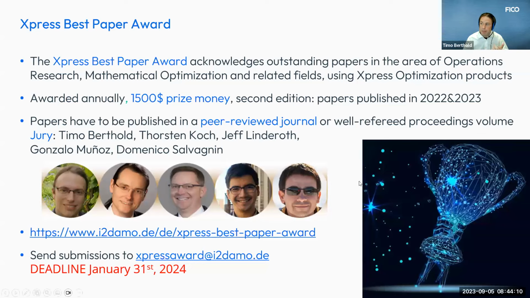And papers have to be published in a peer-reviewed journal, and there is a jury of researchers that's evaluating these. The deadline for the next submission for all papers published in 2022 and 2023 is January next year. So if you're really fast, you might still be able to write a paper, get it published, and submit it by then.